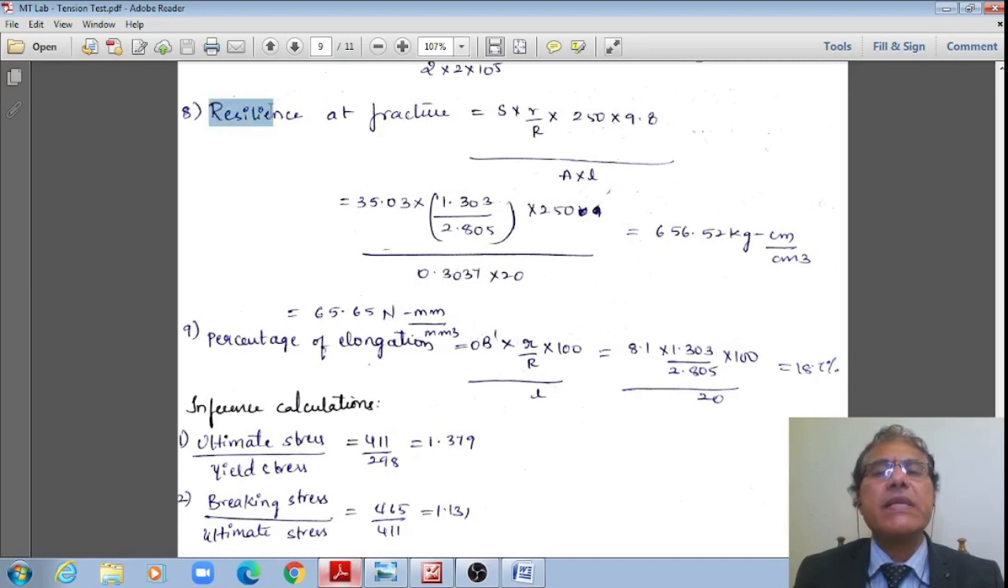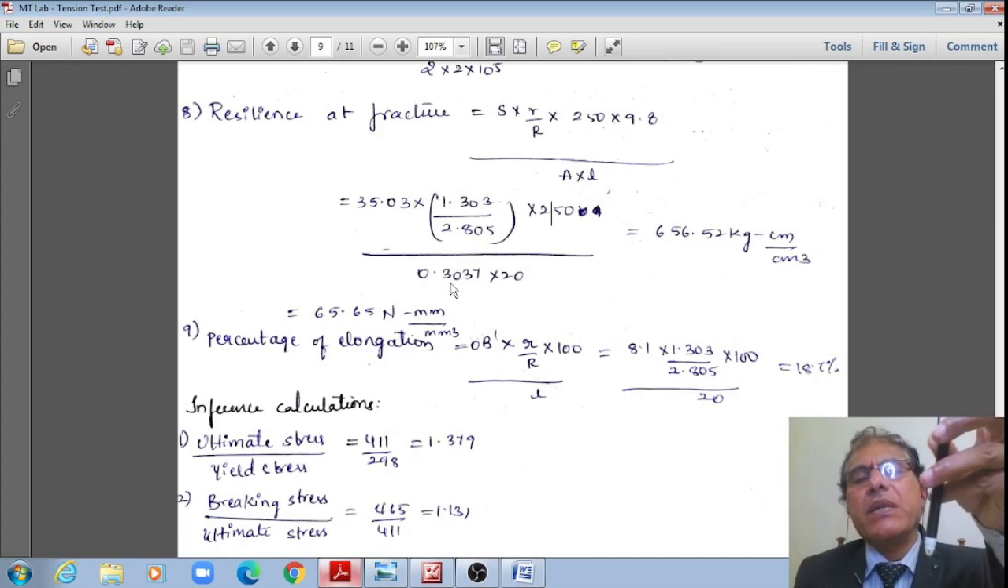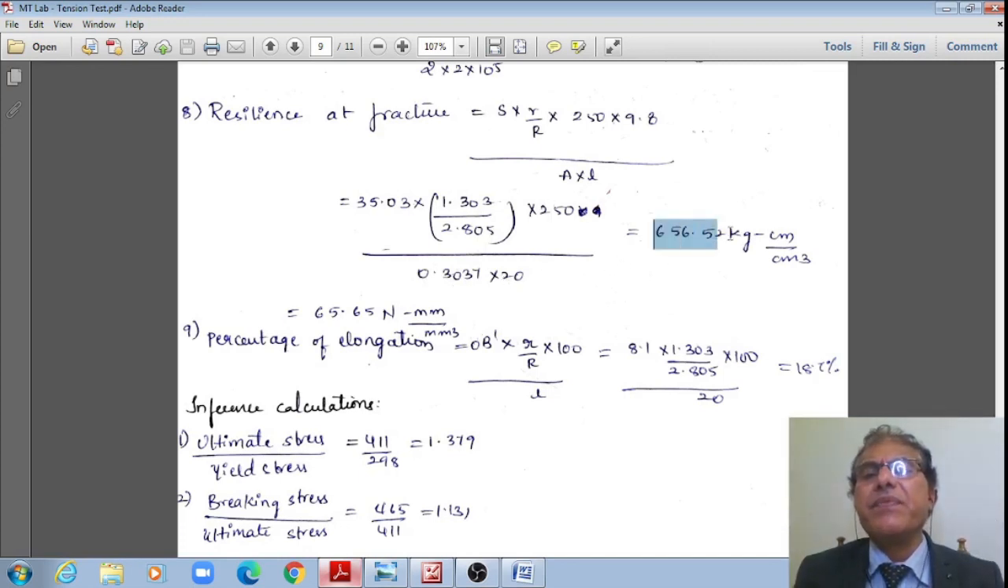Whereas the next one is resilience at fracture, which is equal to S, the area under that curve, multiplied by R by r multiplied by 250 divided by that volume, right? But what is that area under that curve? We already found out using planimeter. Therefore, it is 35.03 multiplied by small r, which is 1.303 divided by 2.805, right? The ratio multiplied by 250 divided by area, which is 0.3037 centimeter square, and length is equal to 20 centimeter, right? It works out, say, 656.52 kg centimeter per centimeter cube.